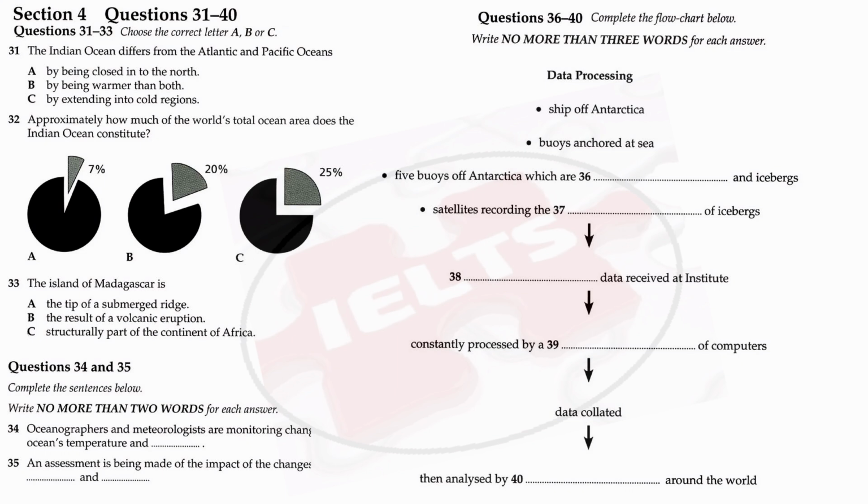Flowing into the Indian Ocean, we have some of the world's greatest rivers. The Zambezi here, the Ganges here, the Indus, the Brahmaputra and the Tigris-Euphrates just here.